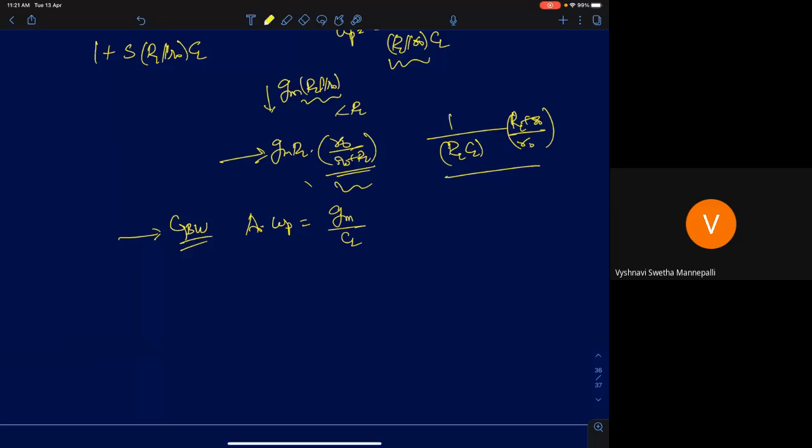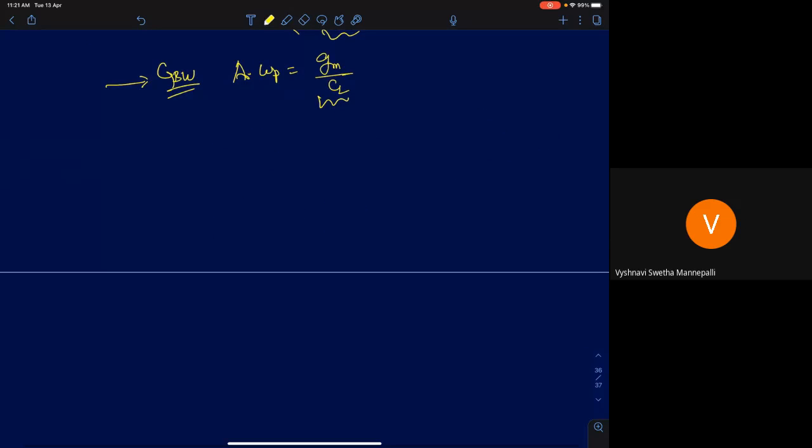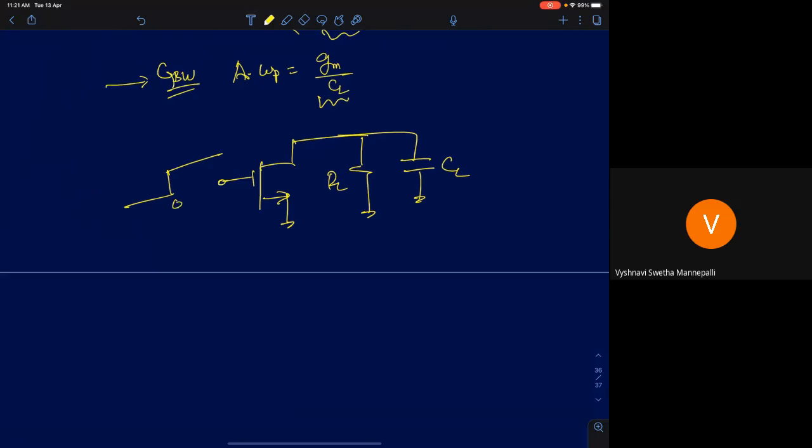It tells you the maximum speed with which your output can rise. So generally, how do you see the performance of the system? You apply a sudden step input of magnitude 0 to delta V. What will happen? Your current will change suddenly. That will be Gm times delta V. Since there is a sudden change in the current, which path will the current take? Will it flow through the resistor or through the capacitor?